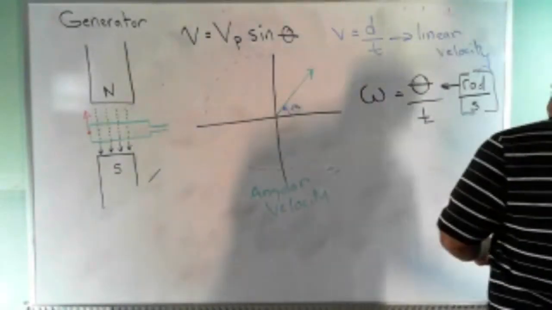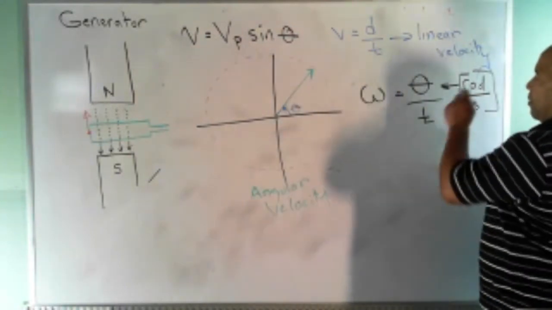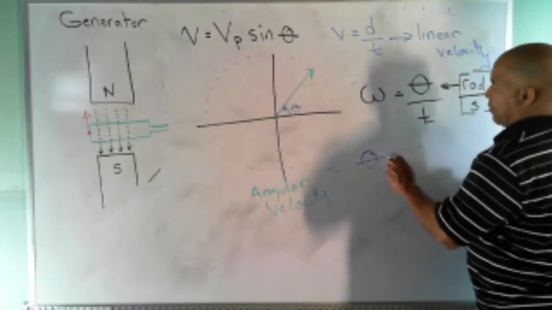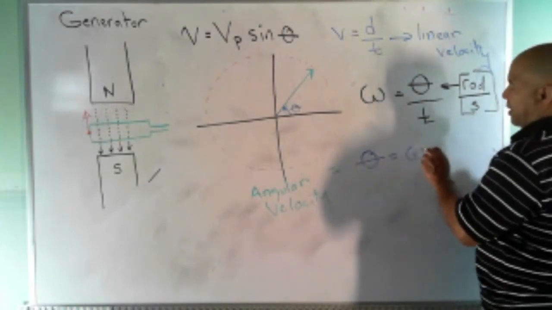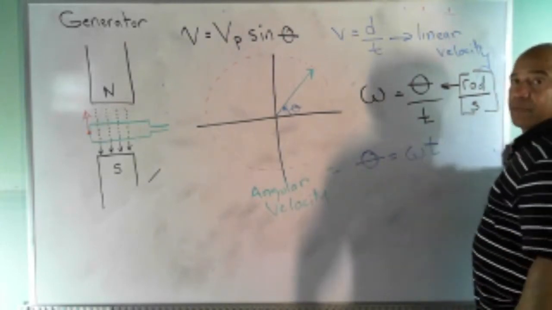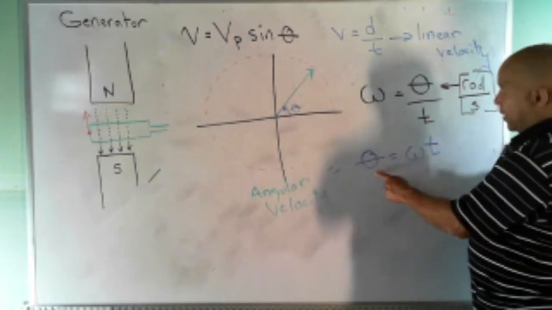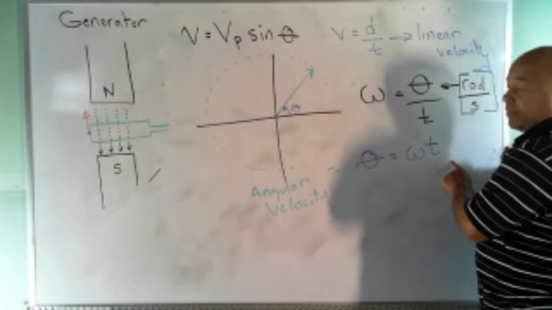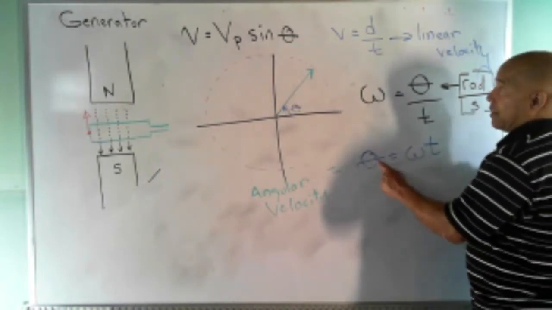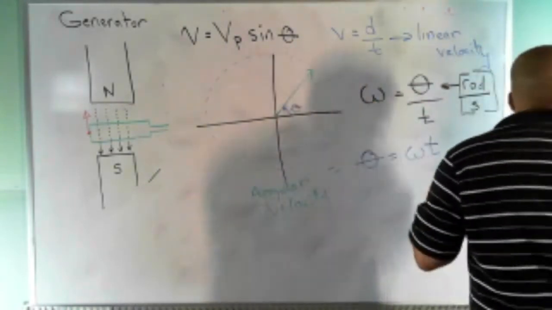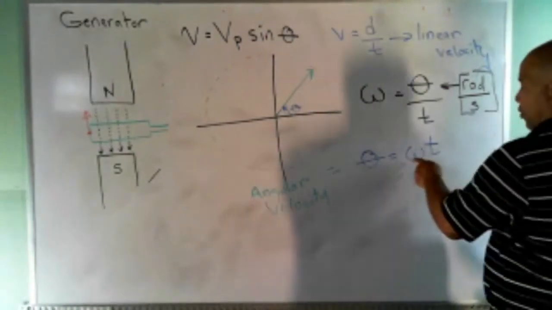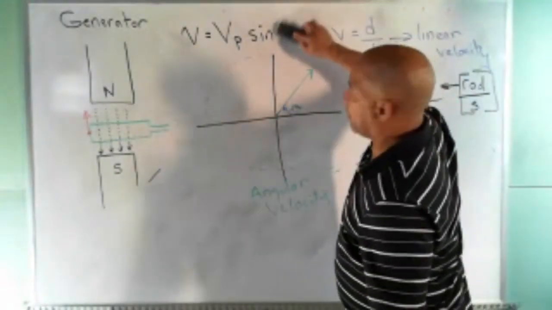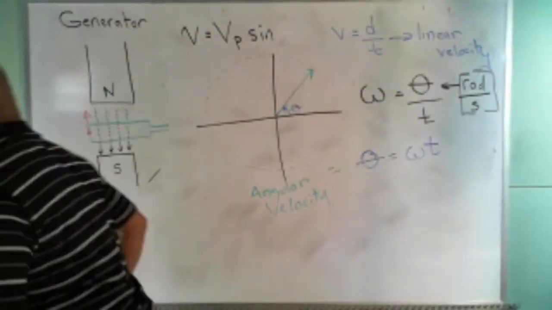If I solve it for theta, multiply both sides by t, I get theta is equal to omega t. Theta is equal to omega t, the angular velocity times time. This theta is that theta, so what that means is I can substitute omega t for theta. So right here, instead of having theta there, I can actually write omega t.